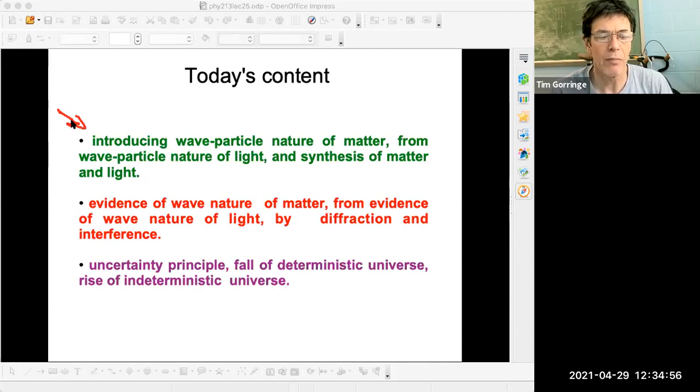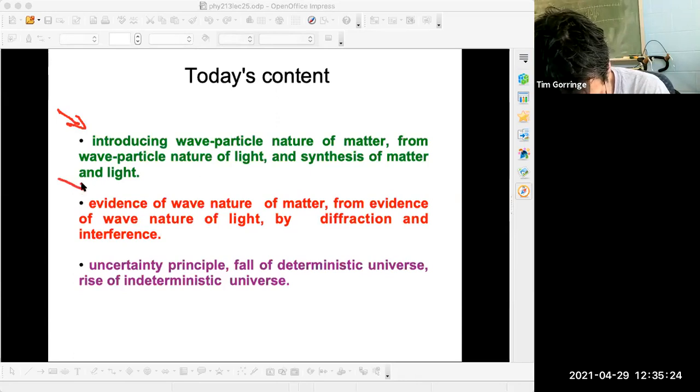Our universe is made up of matter and light. And up until the beginning of the last century, we treated matter one way, we treated light another way. This is a synthesis of how we think about, treat matter and light. Matter and light both have wave and particle characteristics.